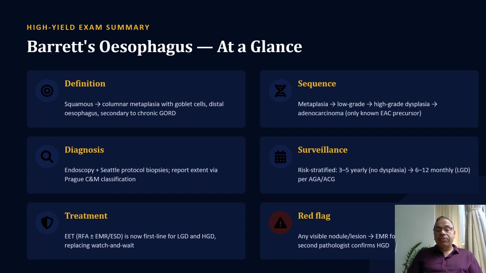Surveillance should be risk stratified, 3 to 5 yearly for no dysplasia to 6 to 12 months for low grade dysplasia as per the newer protocol. Treatment is always endoscopic eradication therapy, either RFA combined with EMR, that is endoscopic mucosal resection, or ESD, endoscopic submucosal dissection. It is now the first line therapy for low grade dysplasia and high grade dysplasia, replacing what used to be done initially, which was wait and watch. And the red flag is any visible nodular lesion, which should always get an EMR or an ESD.